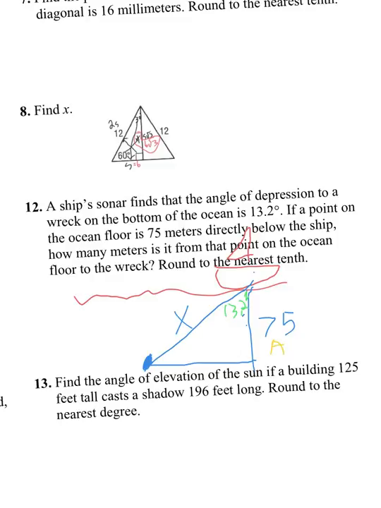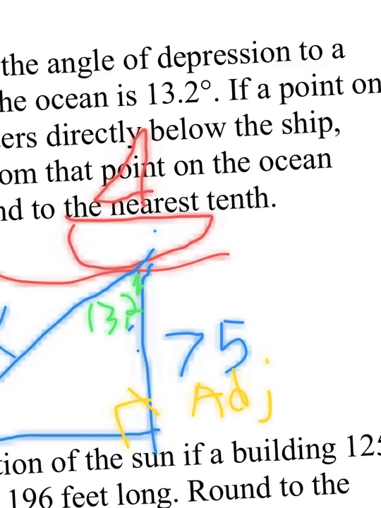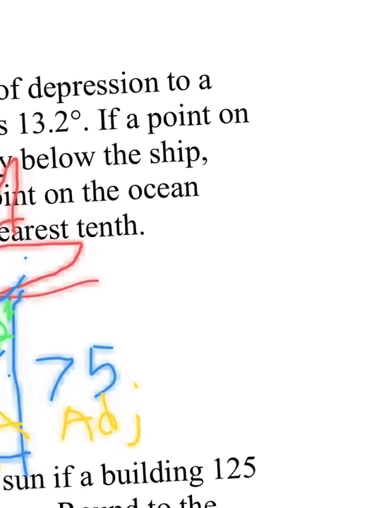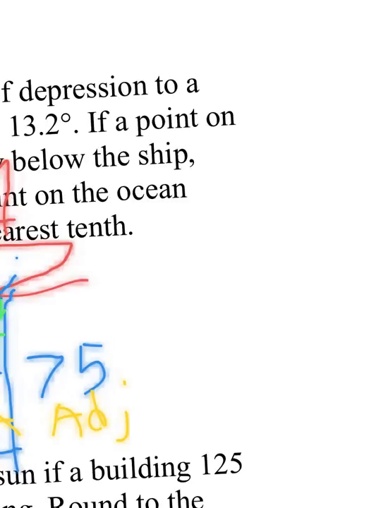75 is adjacent to my angle. X is the hypotenuse, because I made an L here earlier, so that means the right angle's there. So that means I'm going to do cosine. Alright, so SOH CAH TOA, CAH, so I'm just going to go cosine of 13.2 degrees equals adjacent over hypotenuse, 75 over x.